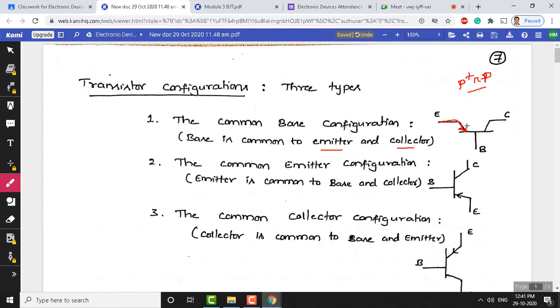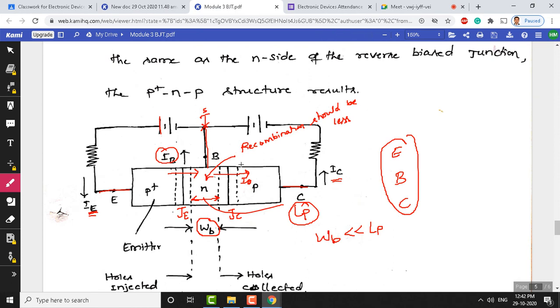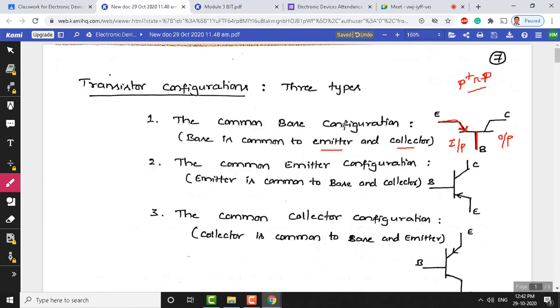As I told you already, in most of our discussion we will be using the P plus NP transistor. So this is the symbolic representation of the P plus NP transistor. The arrow mark is inward, which indicates the conventional direction of current flow. Here the base is made common between input and output. The actual circuit you have already seen is what is called the common base configuration. The base is common, the input is applied here, and the output we take between the collector and the base.